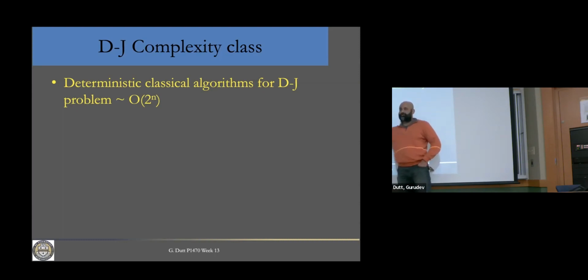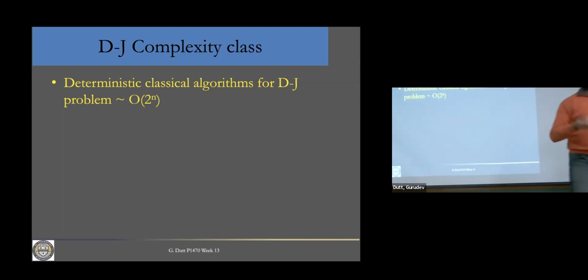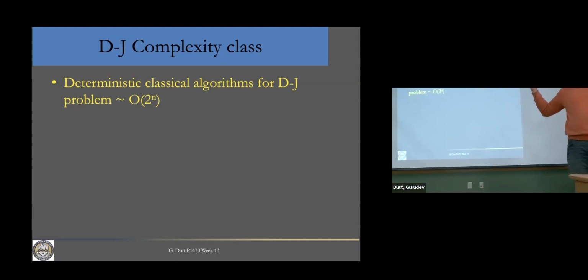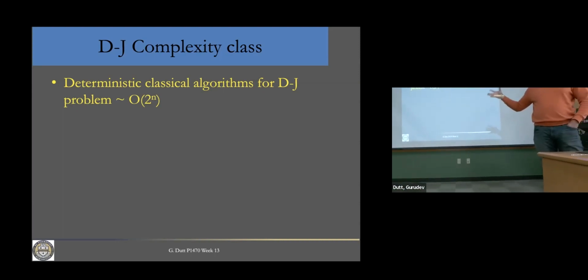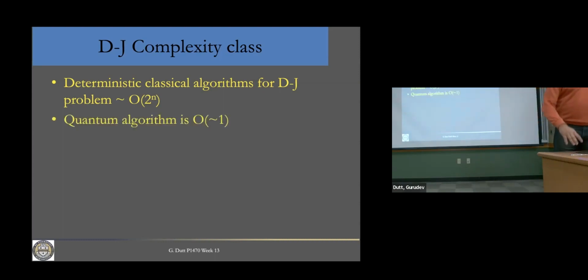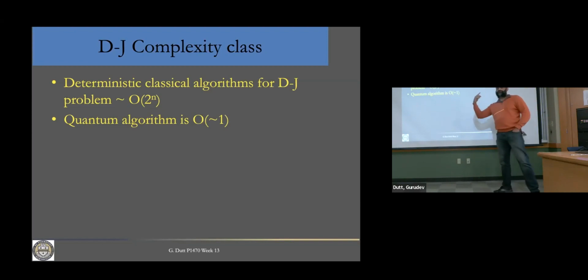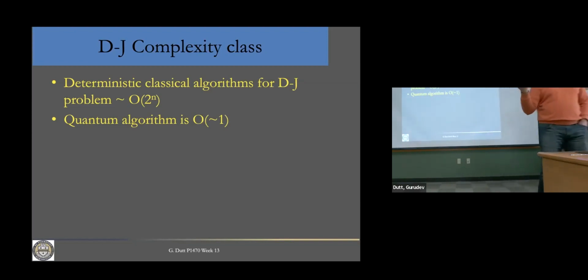Which is roughly order 2 to the power n. Then you may have to make one more query to determine if it's constant or balanced, but that plus 1 doesn't matter. So the complexity class is basically super polynomial in n for deterministic algorithms. Of course, the quantum algorithm, as we've seen, is just one query to the function. So it looks like this is a tremendous speedup over the classical algorithm.